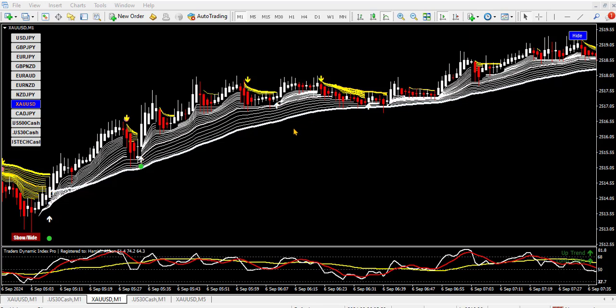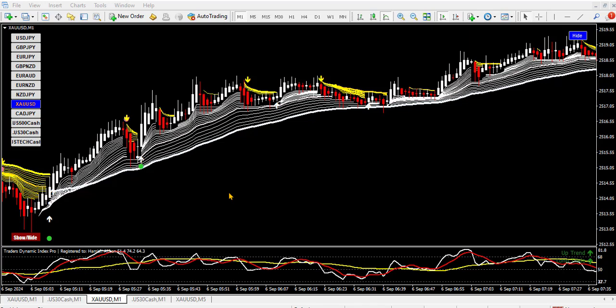So this is how to use this particular winning forex tools, multiple moving averages on MetaTrader 4. Make sure you practice on demo account and make sure you are consistent before you go live.